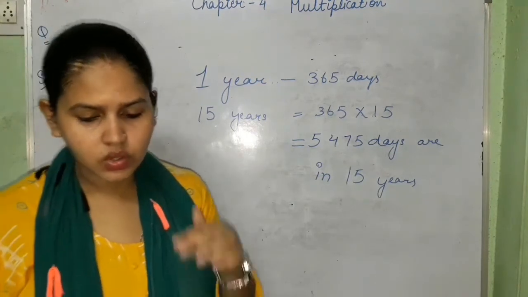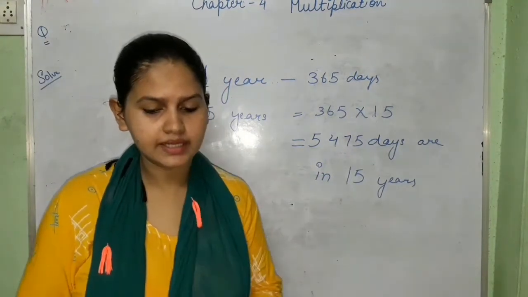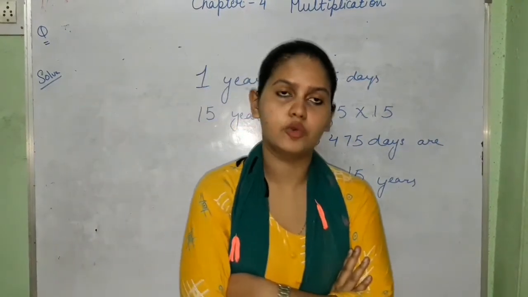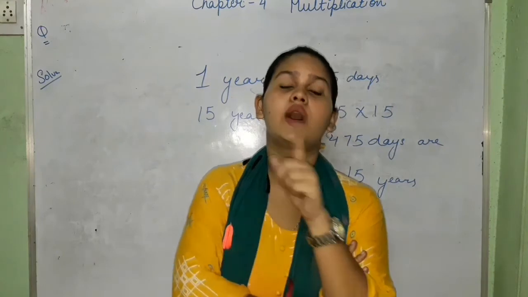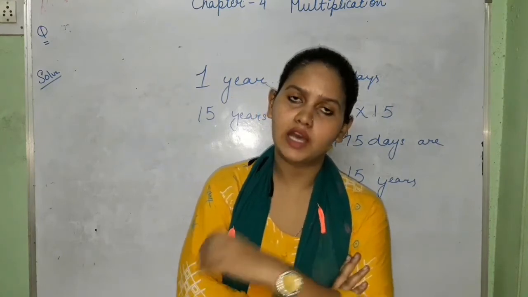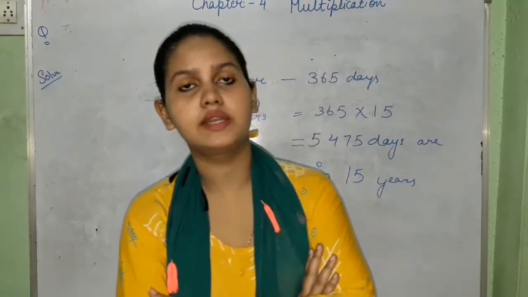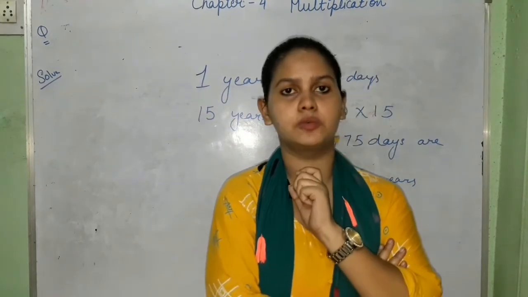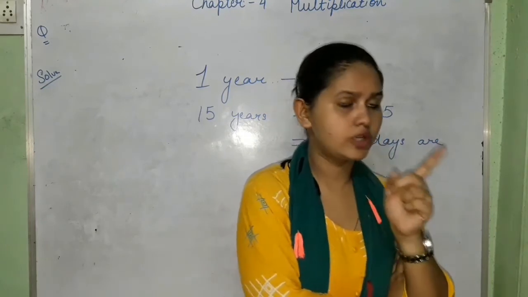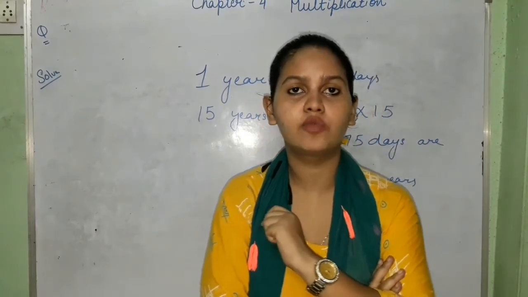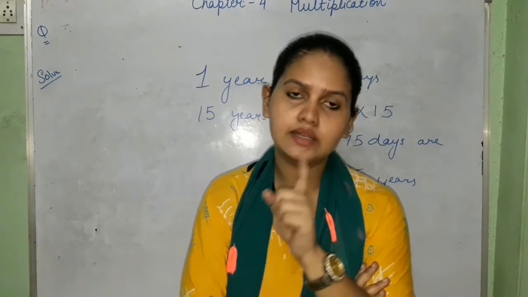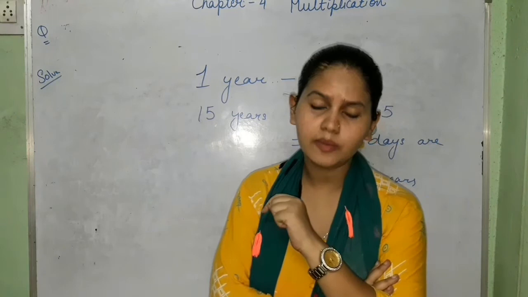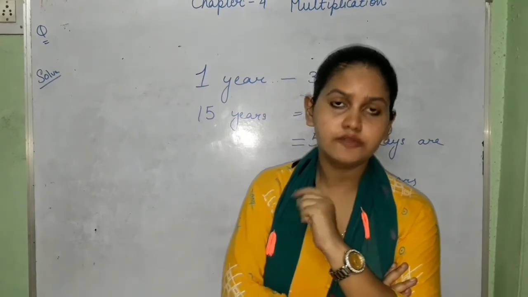Okay students, there are a lot of questions like how many hours are there in 40 days. If you know in 1 day how many hours there are, 24 hours, right? So you can do this by 40 multiplied by 24. When you multiply 40 by 24, you will get your answer, 960. In 40 days, how many hours? 960 hours in 40 days.